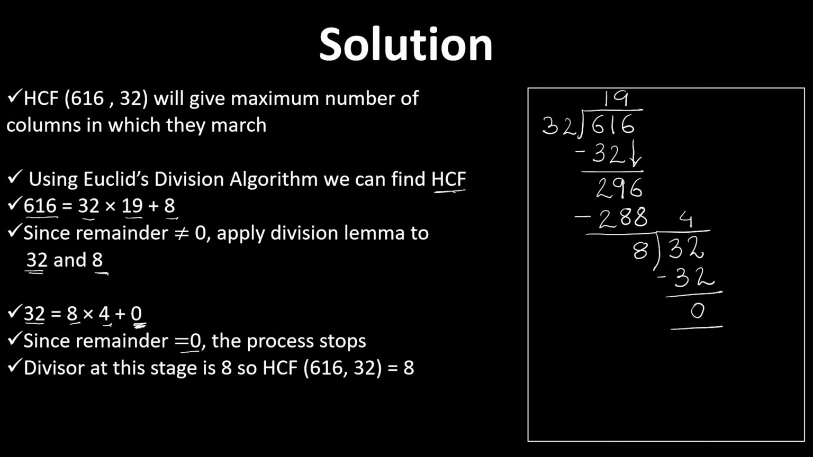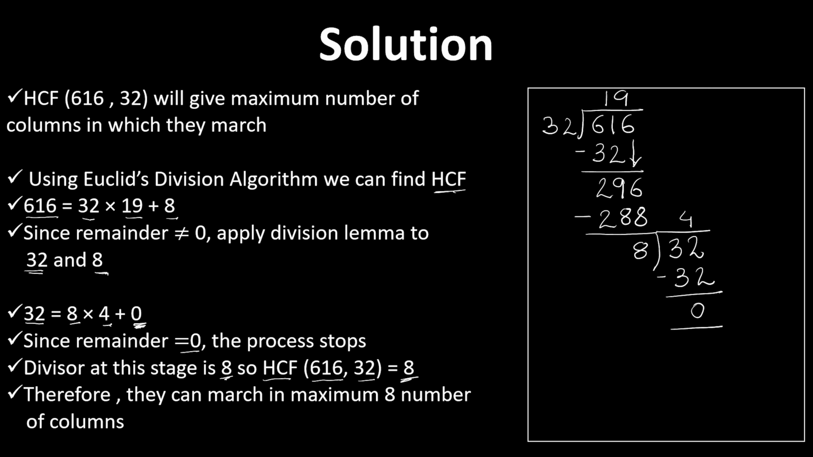And hence the divisor at this stage is 8. Therefore the highest common factor of 616 and 32 will be equal to 8. And hence the maximum number of columns in which they can march will be equal to 8. So therefore they can march in a maximum of 8 columns.